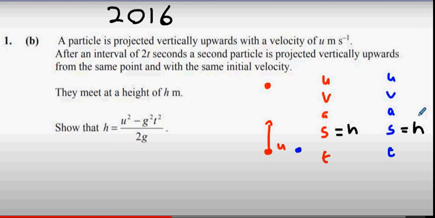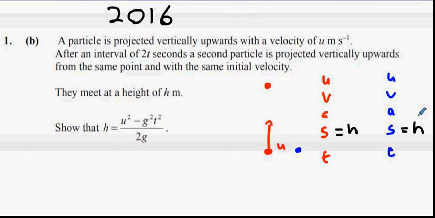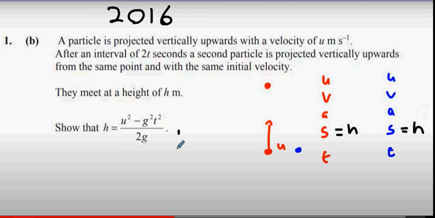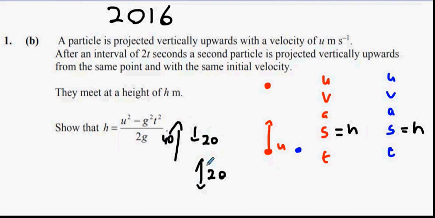And please remember it's displacement. S means displacement. So they collide at the same height, so that means their S values are going to be the same. Now, what I basically explain here is the difference between displacement and distance: if you go 40 meters up, 20 meters down, you've covered 60 meters, but your displacement is 20 meters from where you started. So please be aware that S means displacement. It does not mean distance covered. Okay? Key point. They both hit each other at the same point.